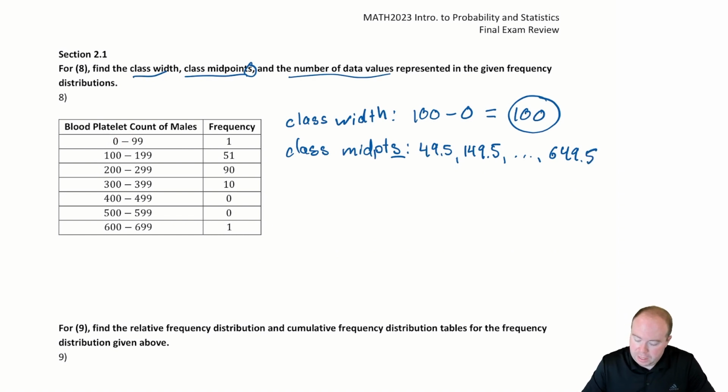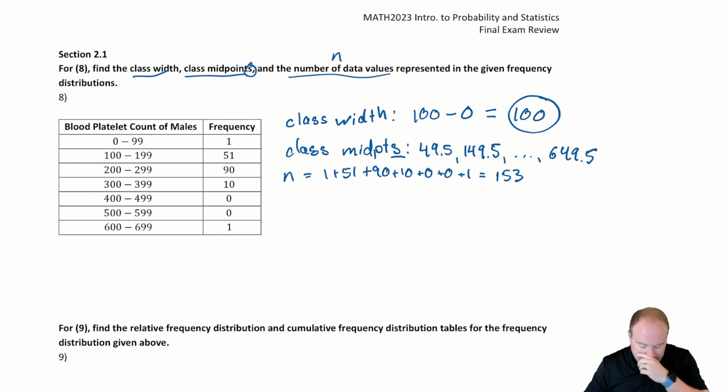And then lastly, the number of data values, well, you just add up all the frequencies. In this case, we typically represent it as n. n is equal to 1 plus 51 plus 90 plus 10 plus 0 plus 0 plus 1. You add all of that up, you end up with 153. A lot to unpack there. Again, I would recommend, if there's a problem that you're uncomfortable with, go to the additional practice problems and work through some extra ones, just to make sure that you do one independently.